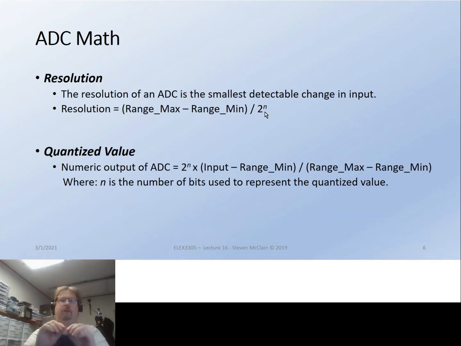So if you put a voltage in and you increment it by that little bit, you should get one higher number. That's your step voltage, right? The size of the step. That's the resolution. Okay, so the range min, the book says you can change the range min.